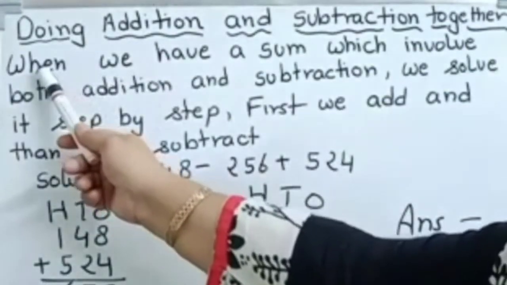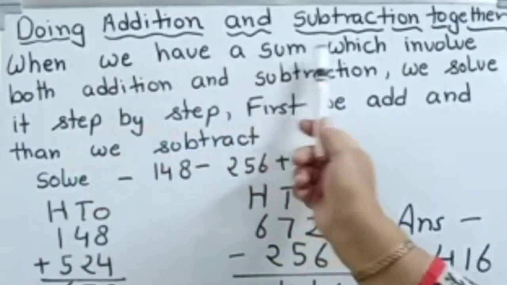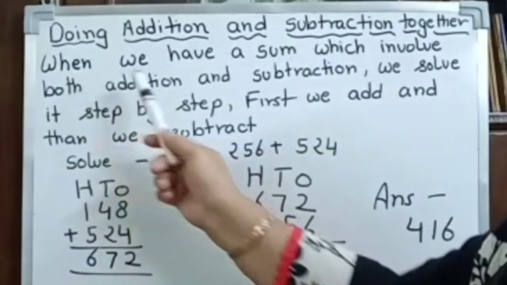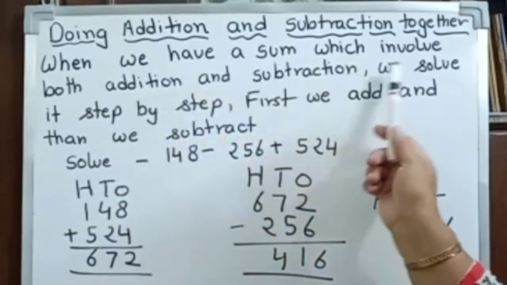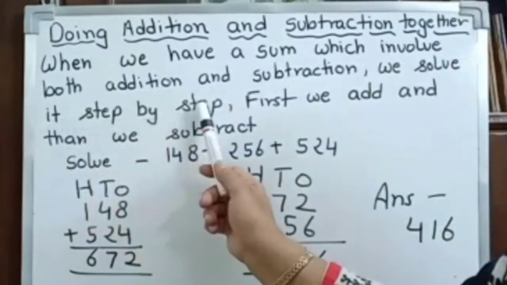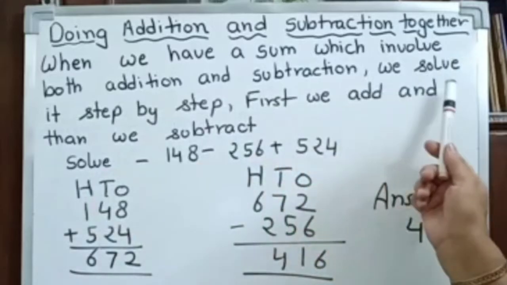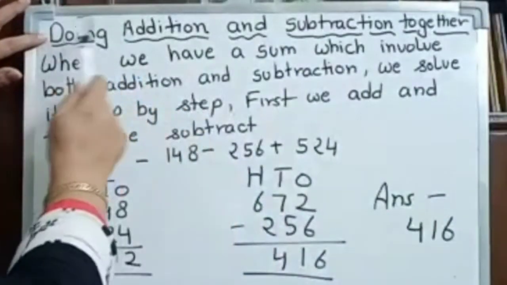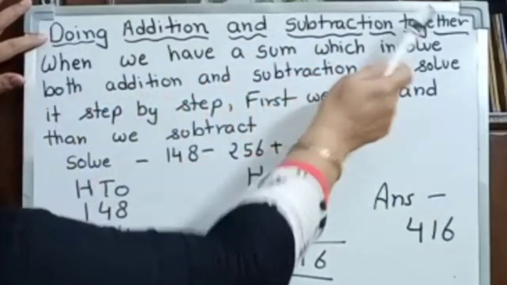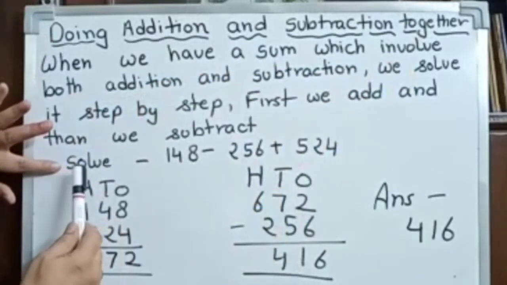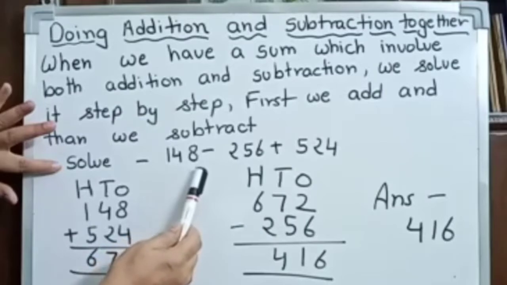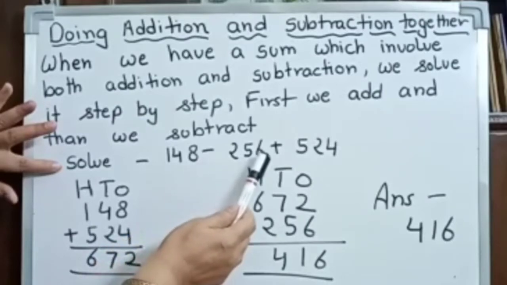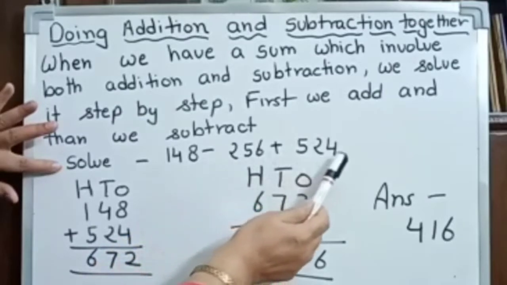Now look at here. When we have a sum which involves both addition and subtraction, we solve it step by step. First we add and then we subtract. Again, if we have addition and subtraction together, here we have the example 148 minus 256 plus 524.